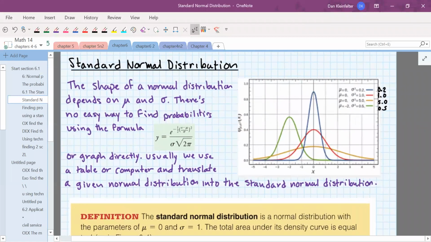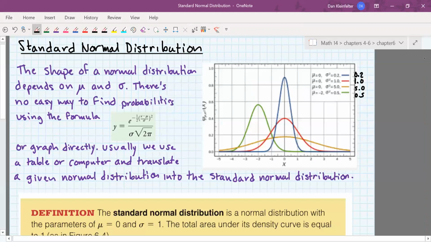Okay, so we talked about the normal distribution back in chapter 3. This next part has to do with what's called the standard normal distribution. The shape of a bell curve or normal distribution depends on the mean and also the standard deviation. So in the graph shown here, you can see there's 4 different normal distributions graphed for different means and standard deviations. They're all given using this formula, which we saw at the start of the chapter. That formula, like I said, usually is too difficult to work with, so we'll end up using a table or a computer.